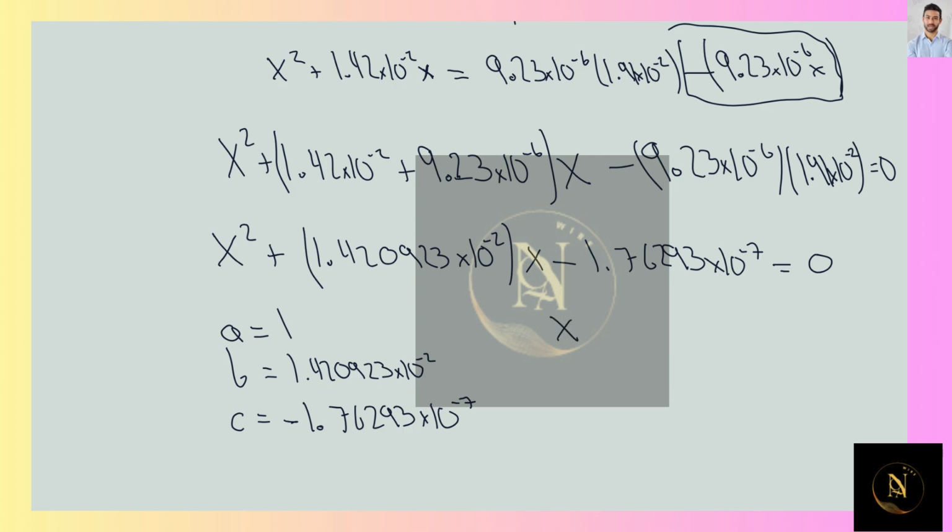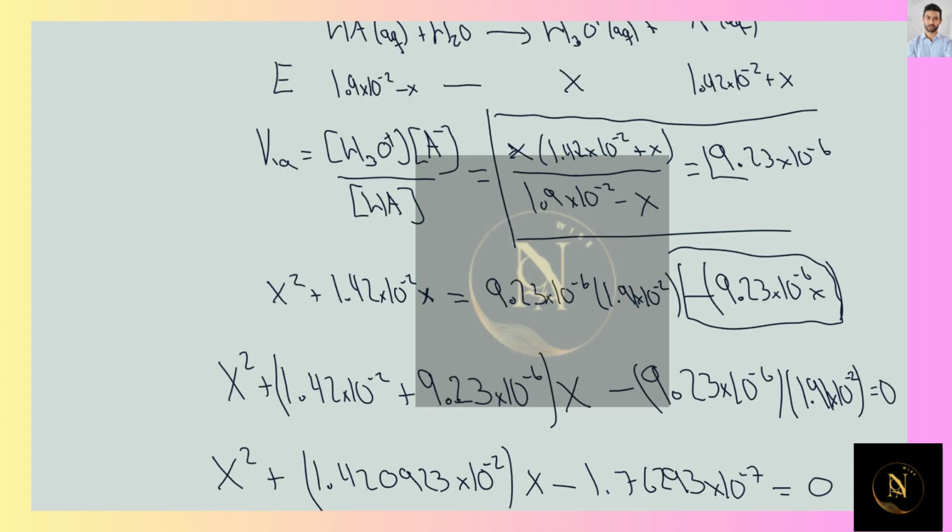With this, solving the quadratic expression, the values for x1 and x2 are: x1 is going to be a negative value, minus 0.0142216, and x2 is equal to 1.23961 times 10 to the minus 5.